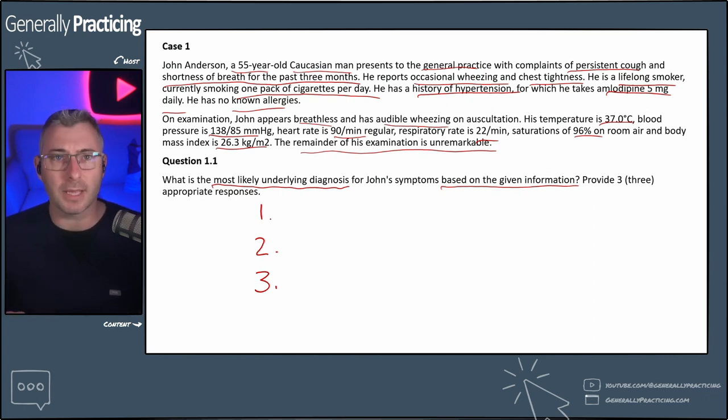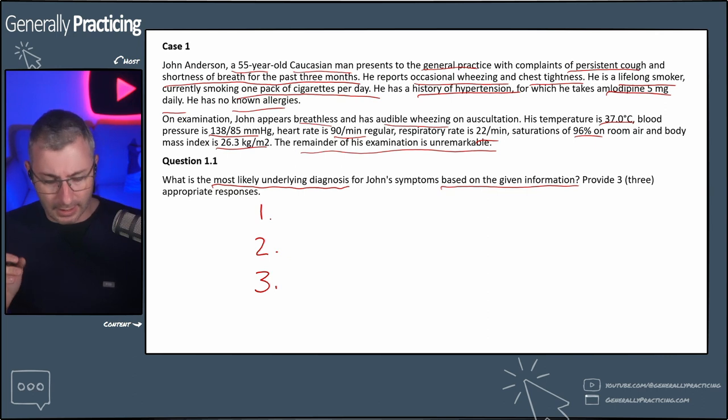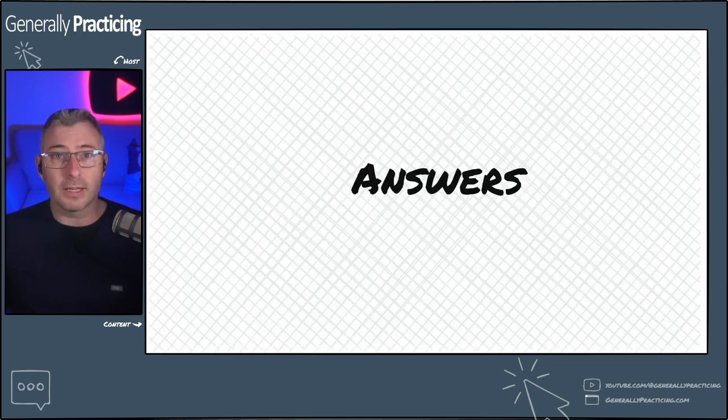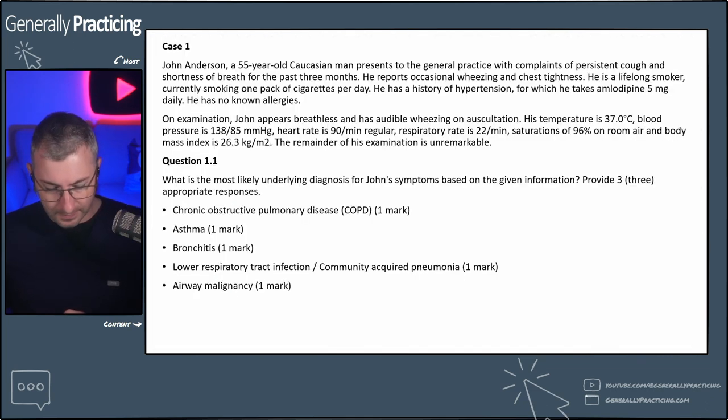Immediately I'm making sure that I'm only going to be providing 3 appropriate responses. Thus, 1, 2, 3. I'm getting that list out there so that I know I'm going to be giving those responses and not giving any more, avoiding overcalling. I tend to underline the important piece of information that I think might be pertinent to the case. And let's have a look at what some answers might be.